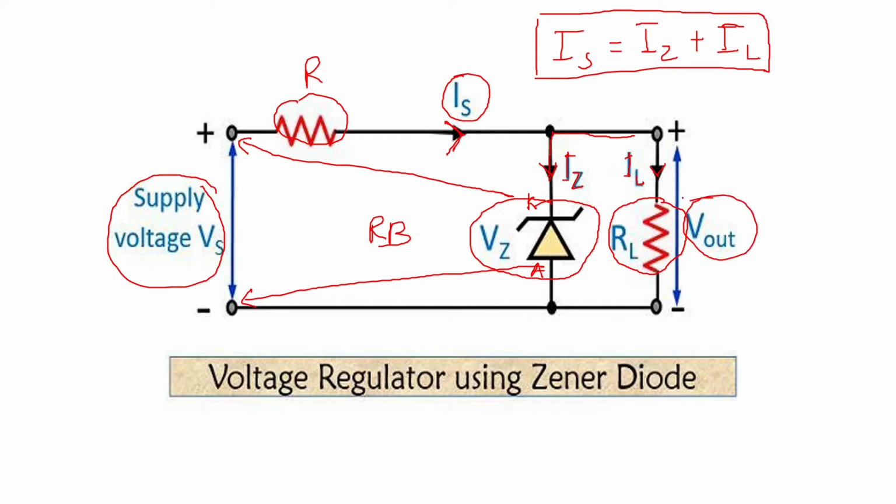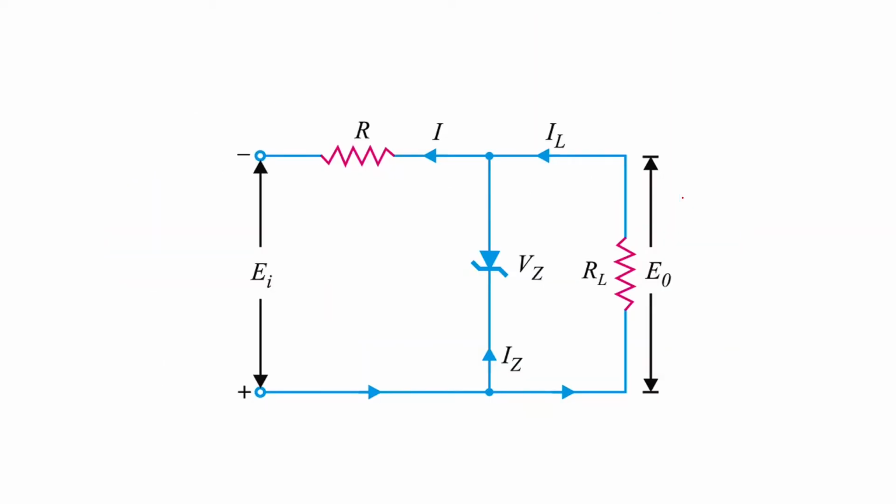According to my definition of voltage regulator, I want the output voltage to remain constant in spite of variations in the input voltage or in spite of variations in the load resistance. This I want to show. So we will take a circuit of Zener diode in this way and then we will explain that.